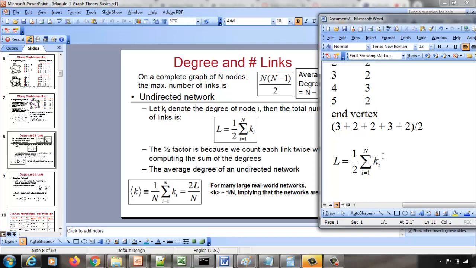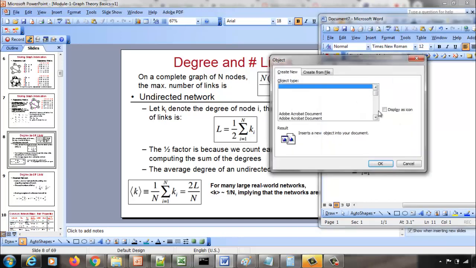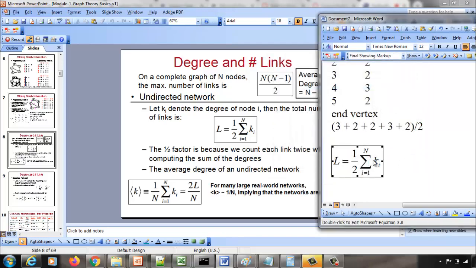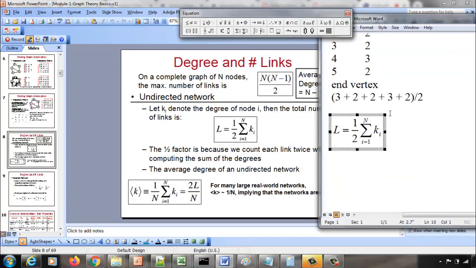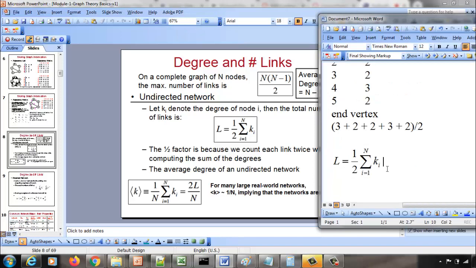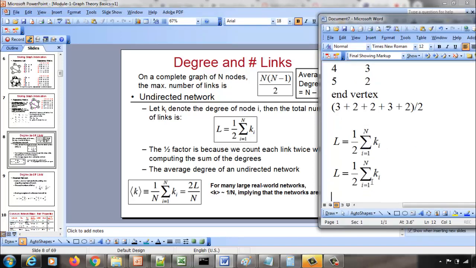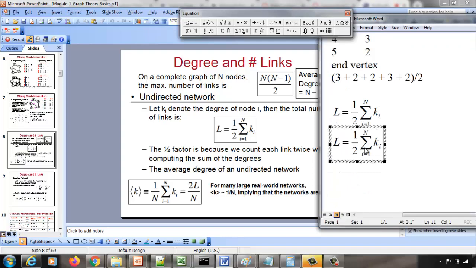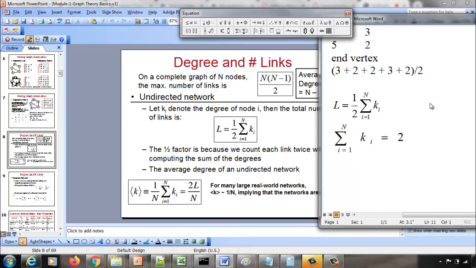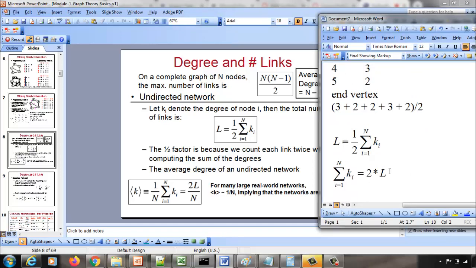Now if you rearrange this expression, what we can say is, do what's called cross multiplication. So this 2 goes onto the left hand side, so the sum of the node degrees is 2 times the number of links, right, just because of cross multiplication.